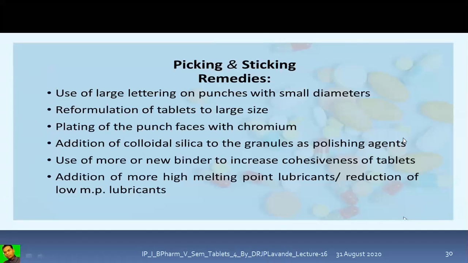What are the remedies in case of the picking and the sticking? Use of large lettering on punches with small diameters. Use of large lettering on punches with small diameter will lead to the picking and sticking. Reformulation of the tablet to a large size. The plating of the punch surface with chromium. If we coat the punch surface with chromium, that will not allow the process of picking and sticking. Addition of colloidal silica to the granules. The colloidal silica will act as a polishing agent, which will avoid the process of picking and sticking.